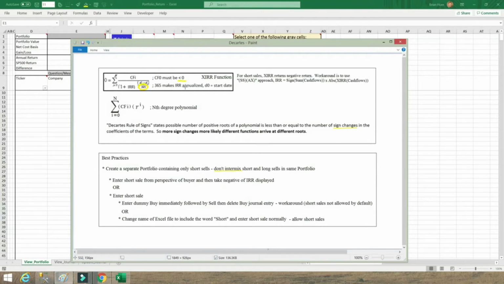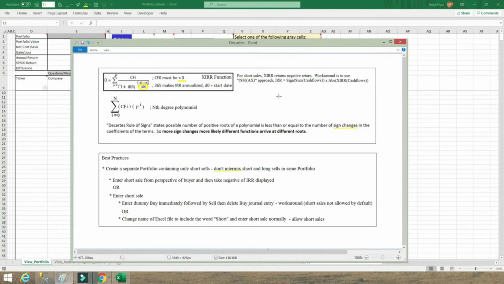Talking about short sales and getting returns with signs opposite of what is expected, there is a workaround for that, and that's this. They use this approach called SSAX, which means you take the sign of the sum of the cash flows, namely the S and S, times the absolute value coming out of the extended internal rate of return function, and then you just identify your cash flows, and then you'll end up with the proper sign on the return.